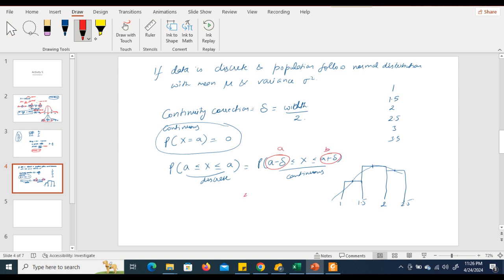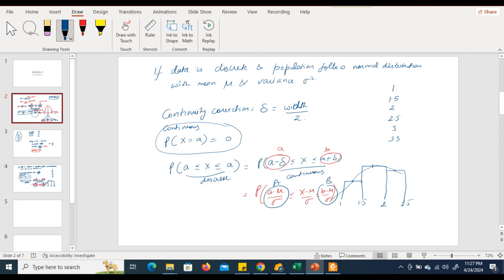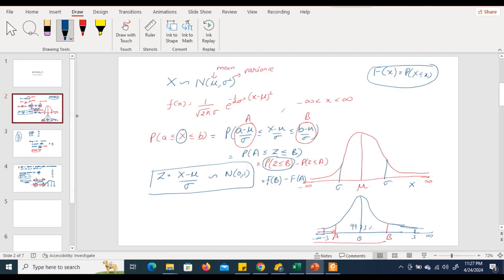So how do we calculate the probability in case of normal distribution? We need to subtract the population mean divided by standard deviation, a minus mu upon sigma and b minus mu upon sigma, and name them capital A and capital B. We have to follow the same concept whatever we have discussed here, right? This is equal to the cumulative distribution function of point B minus the cumulative distribution function of point A, okay.